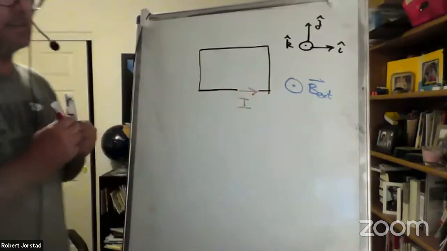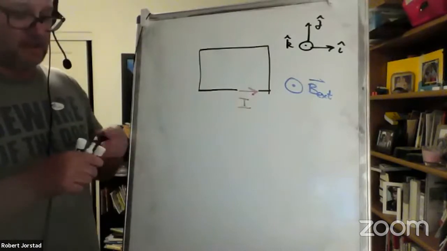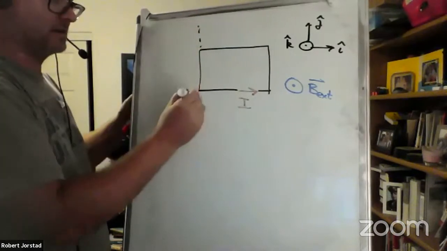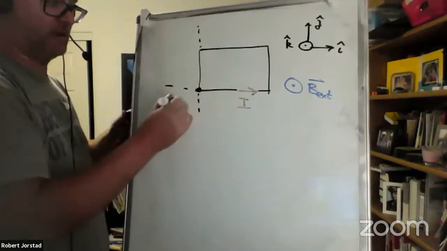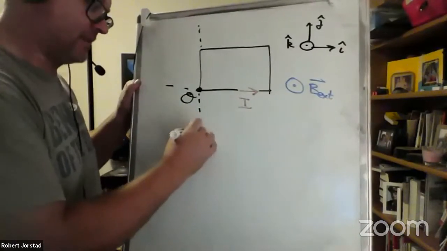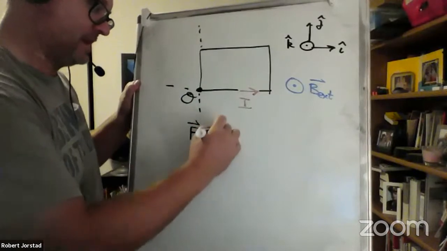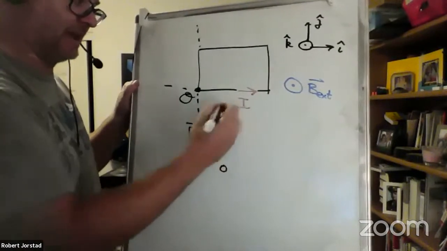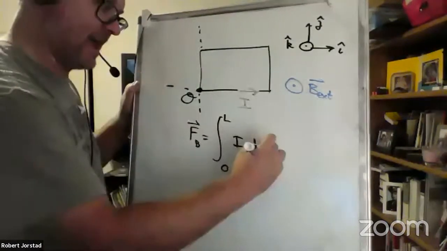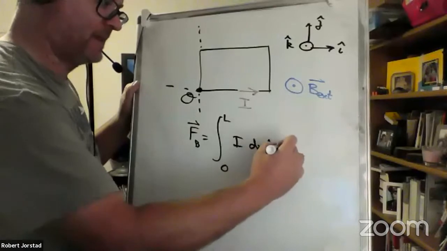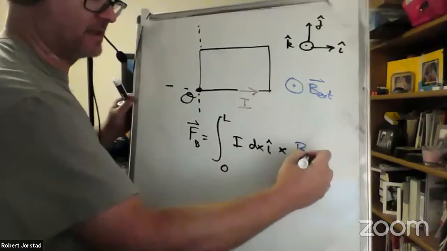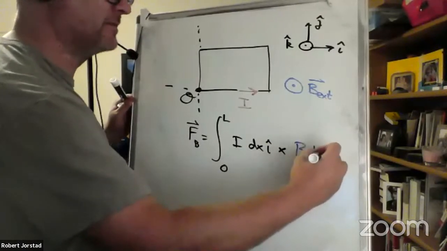Got it. Now, let's put this on a grid here, just so we can talk easier. So let's say this is the origin right here. Now, in this case, you could write down the force magnetic is equal to the integral from 0 to some length, because this one starts at 0 and goes to some length, of I dx in the I hat cross B external. And let's say that's B in the K hat, right?